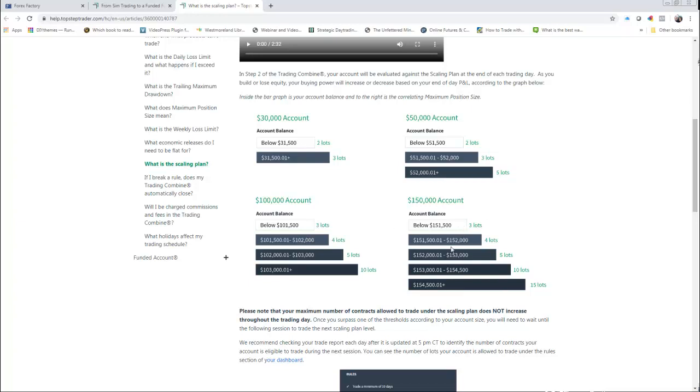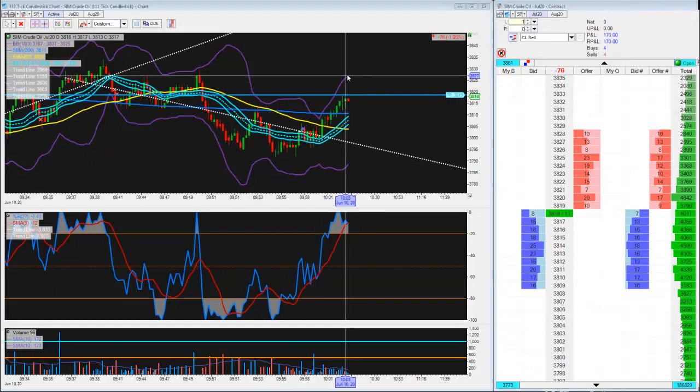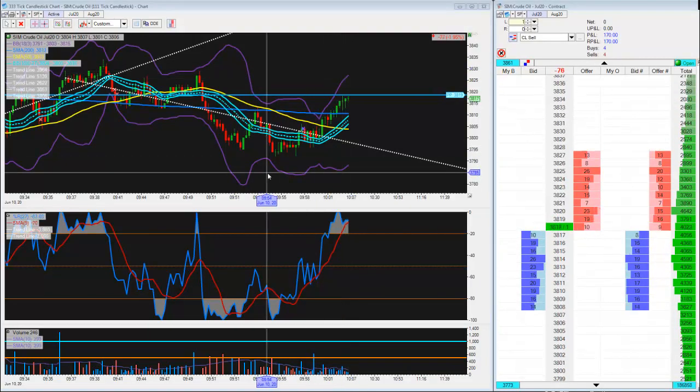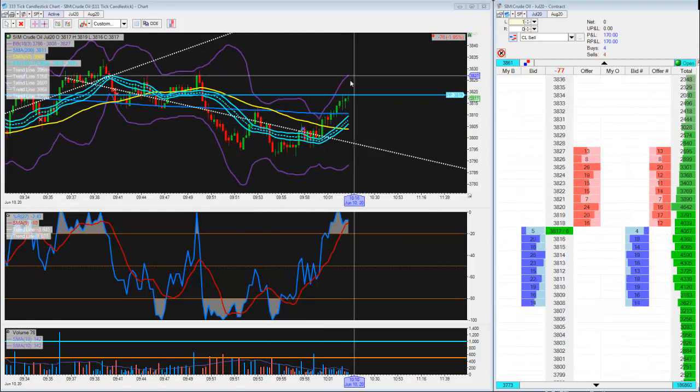So regardless, you have to follow these rules. On this one here, you have to have a $1,500 gain before you can add the next lot on. You have to have another $1,500, that's a $3,000 gain before you can add five. All the way back to break even. So we'd have been a break even trade there, maybe even plus five or so.